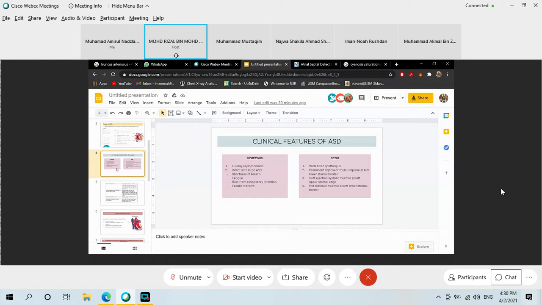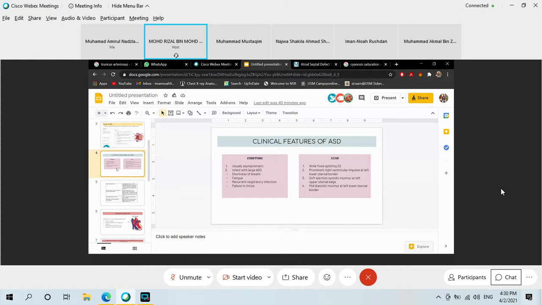Okay. So the issue is with what? Fixed splitting of the second heart sound. I think your answer is because of late closure of the pulmonary valve, because you said earlier fluid lung overload.